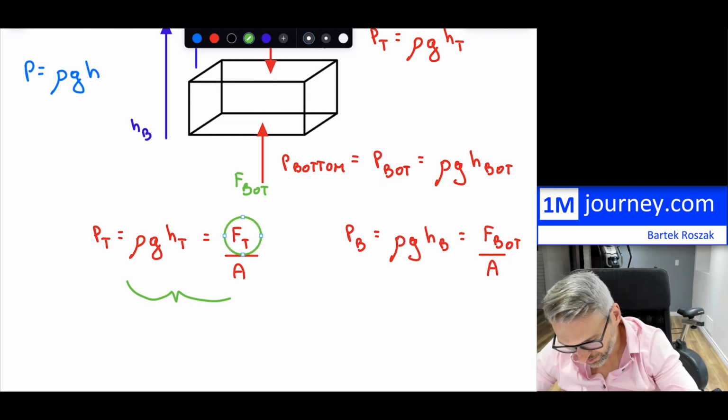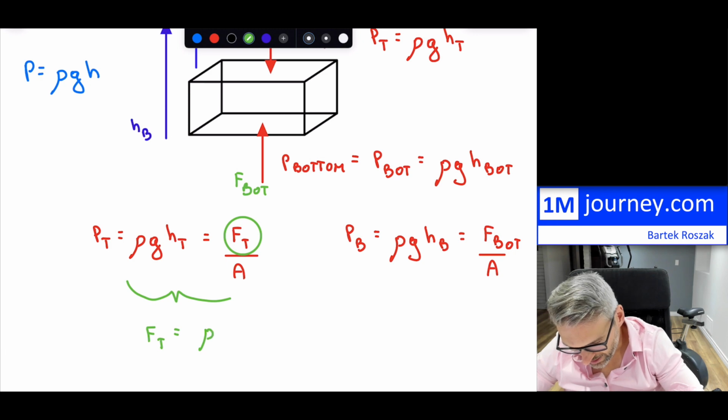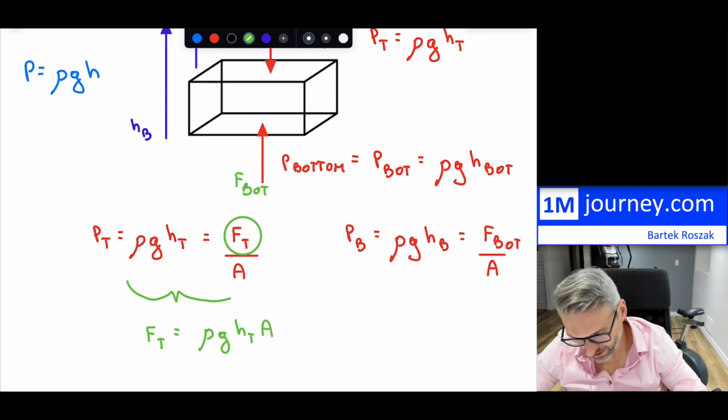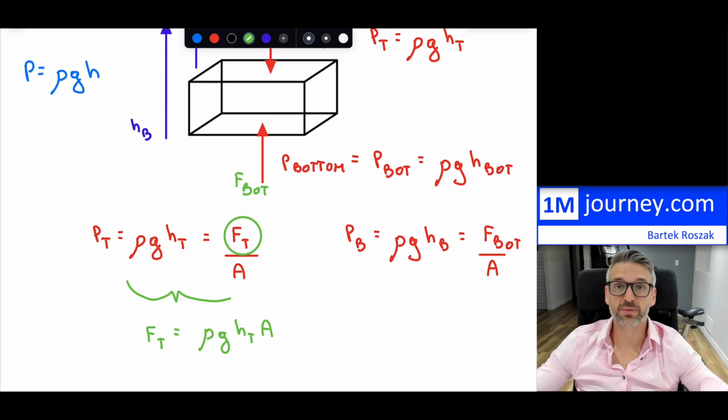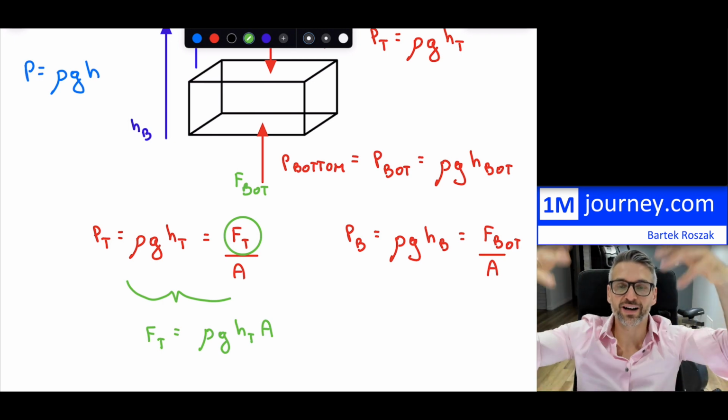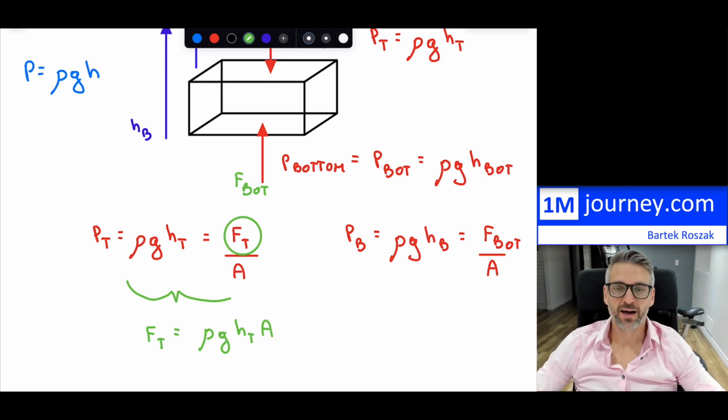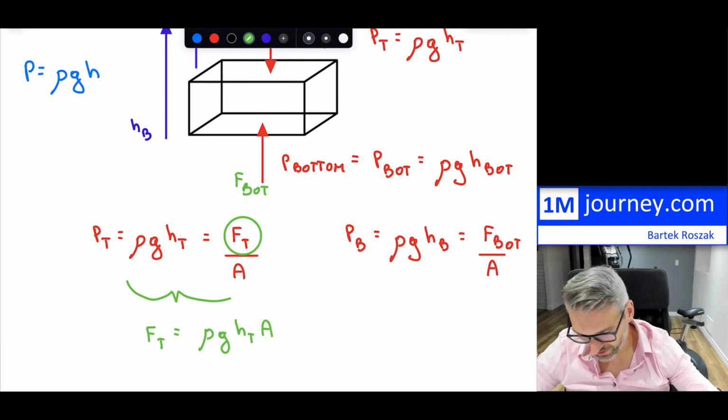I would multiply both sides by this A that I have in there. And what I would find is that the force up on top is equal to the density times the gravity times the H top, and then I would have this A right there. So this is what I would have. That's basically the force which is coming down from all the fluid up above it.